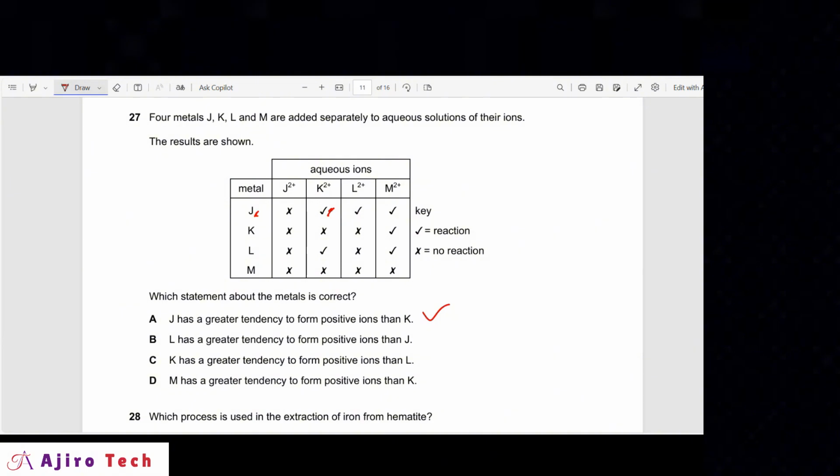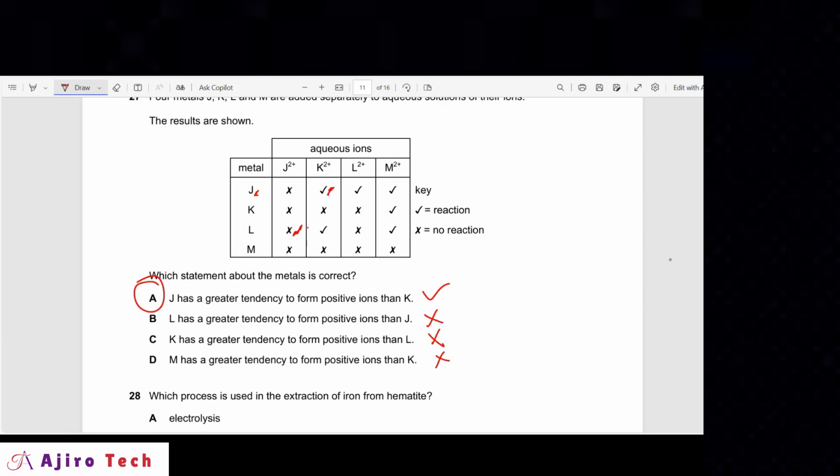L has a greater tendency to form positive ions than J. So we are saying L is more reactive than J. Is that true? Can L displace J? No. So this is off. L cannot displace J. K cannot displace L as well. M cannot displace K. So you have just an answer here. So A.